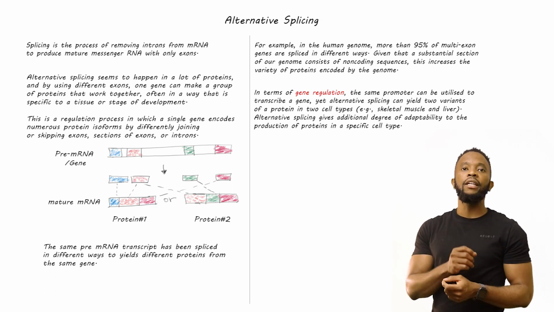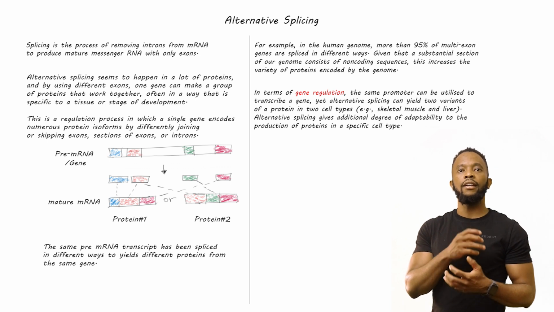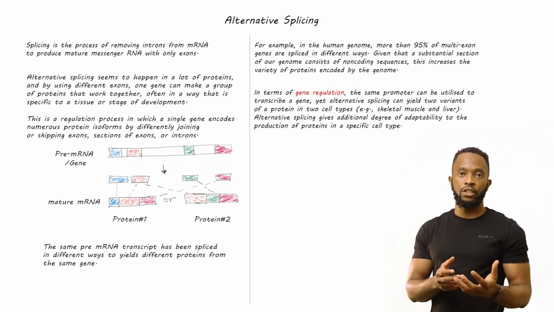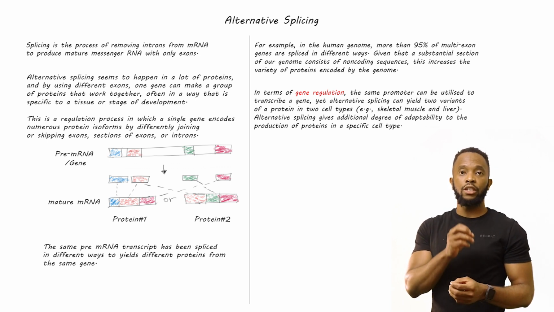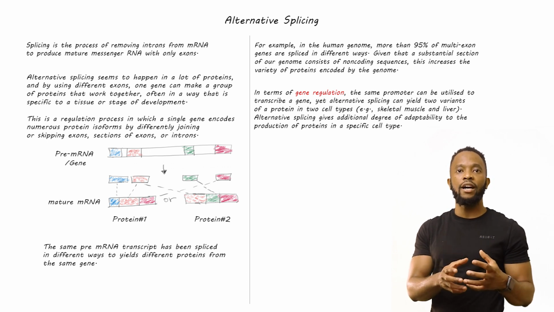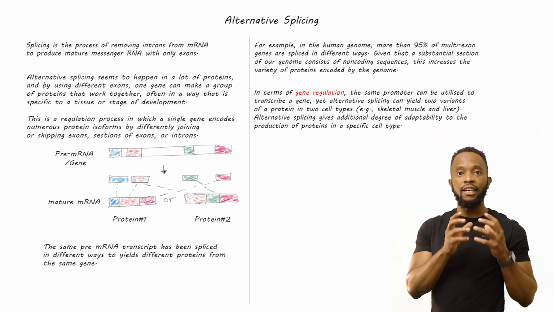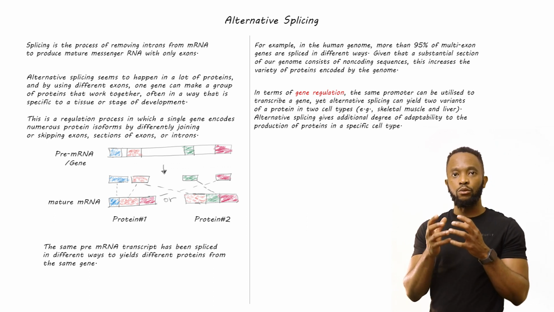The goal of this mini lecture is for us to understand alternative splicing and a little bit of its relationship with gene regulation. At the end of eukaryotic transcription, we have a pre-mRNA which is characterized by the presence of intron, which are the non-coding region, and exon, which are the coding region as well.